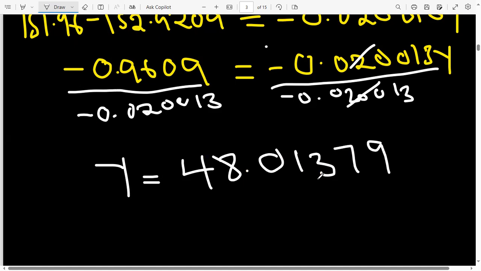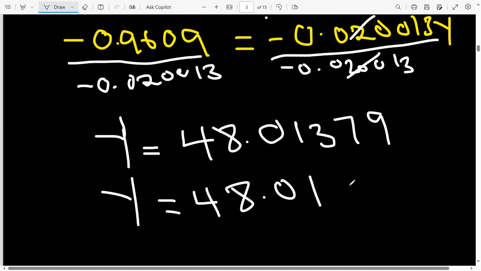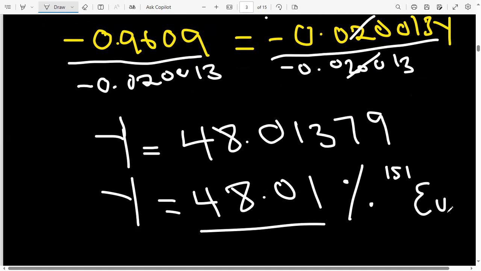Okay, so this is the answer that I get. It means Y is this percent. Let's round it off to 4 significant figures. So Y will be equal to 48.01%. So we found the percentage of the first isotope, which was europium-151.